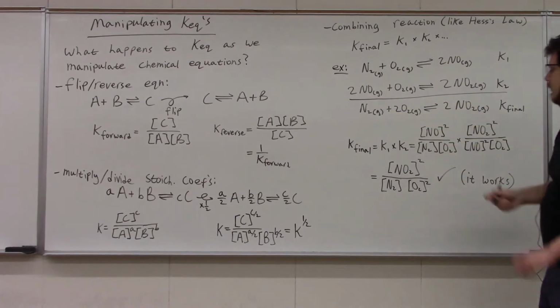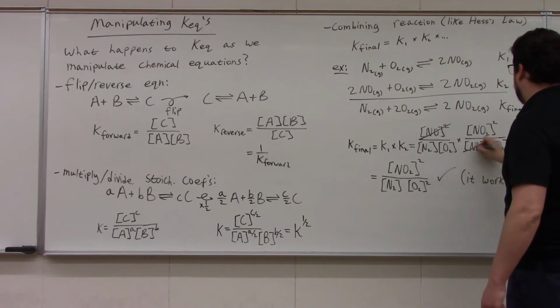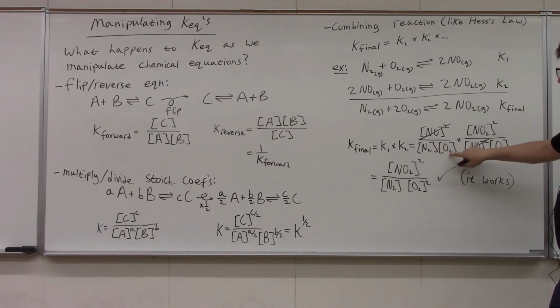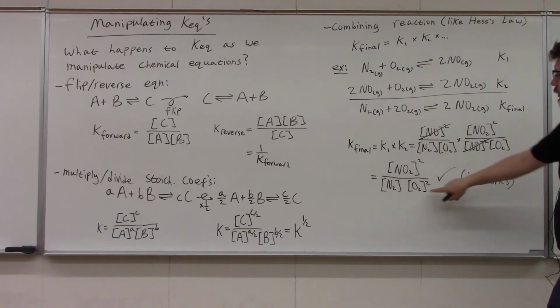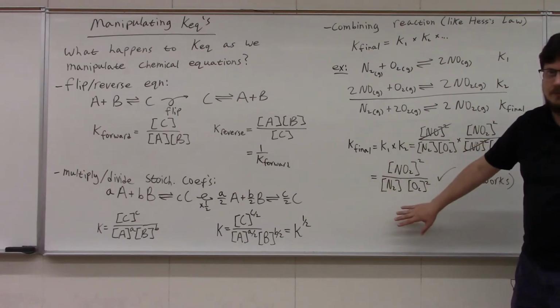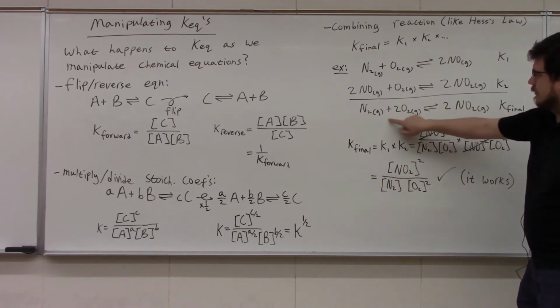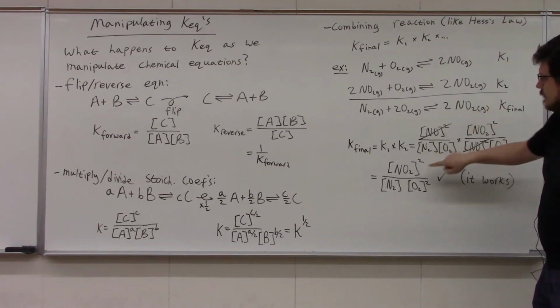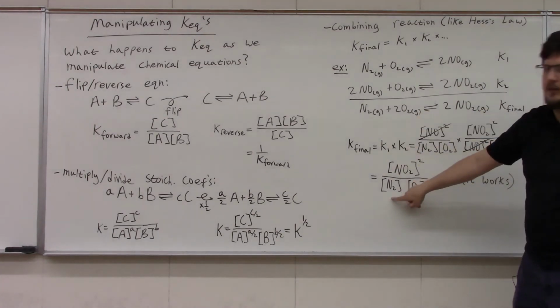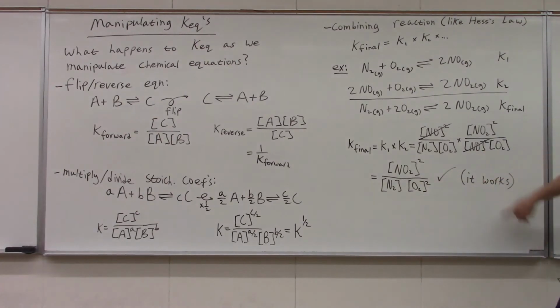If I multiply these out, my NO squared here cancels my NO squared there. So no more squares, right? Those are gone. And so now I have this guy divided by this times this times this. Well, that combines to be O2 squared. And guess what this is the equilibrium expression for? This reaction right here. 2NO2 gives us NO2 squared, 2O2, O2 squared. So it proves that it works.